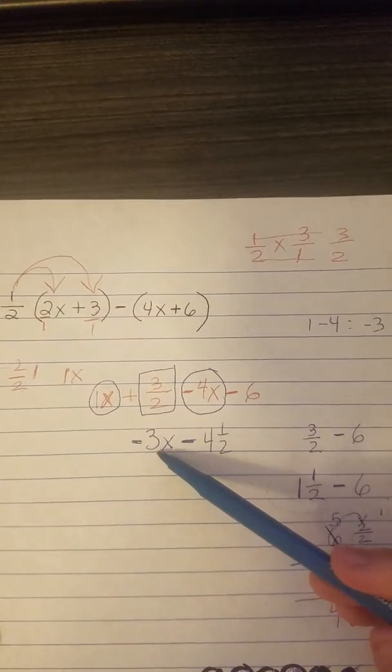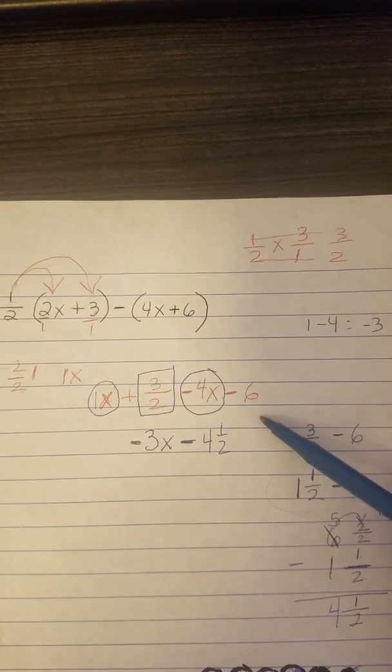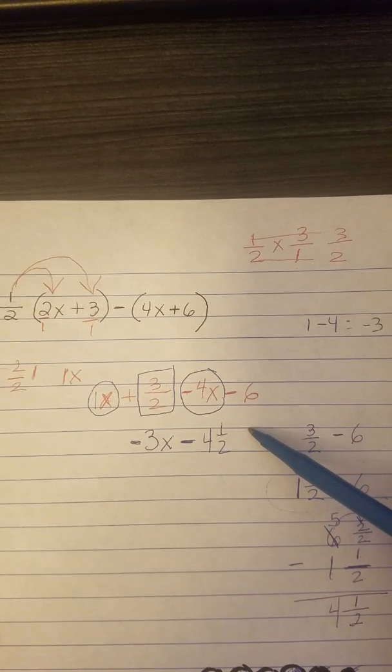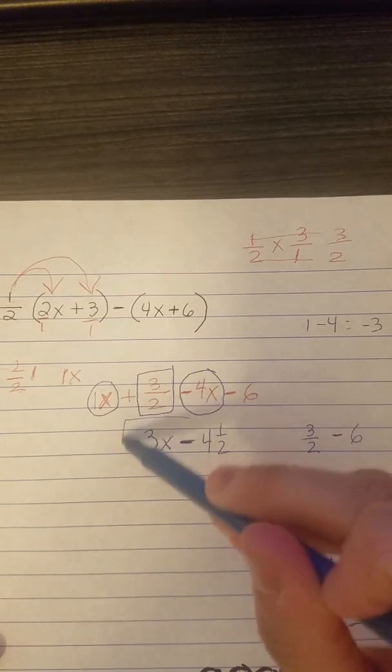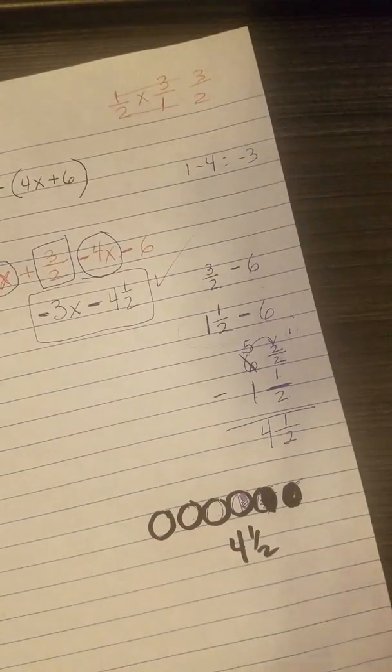So my answer is negative 3x minus 4.5. Now, this is exactly the same question that I'm going to give you in the quiz. So if you're looking at this video, you probably got that correct, if you remember how to do it. Okay, now I'm going to give you an extra credit, and I want you to pay attention because hopefully that will help your grade.